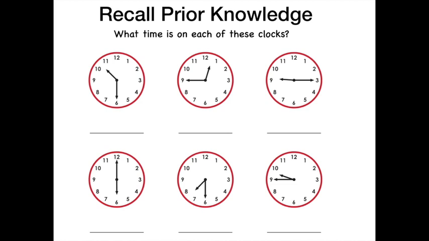Let's check our answers. So the first one is 10:30. The second one is 12:45. Just remember, that one's not quite on the 1 yet, so it can't be 1 o'clock. It's still 12:45. Then I have 9:15. I have 6 o'clock. I have 7:30 and 9:45.